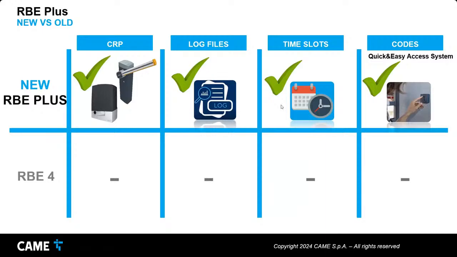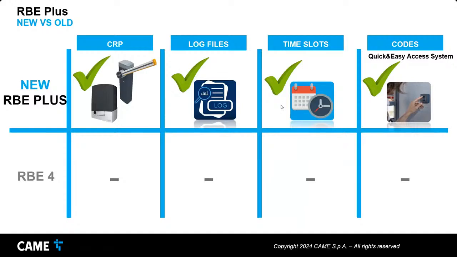So going ahead with the next information that I would like to share with you, obviously, there is also the CRP protocol management into the RBE Plus, which was not present. None of these 4 features was present before. So we are talking about CRP protocol for up to 4 automations, CAME automation, of course. The possibility to have the log files, this is a feature that is mainly demanded of the CAME Cloud platform. Time slots management, also in this case, just because of the connectivity that the RBE Plus can have.